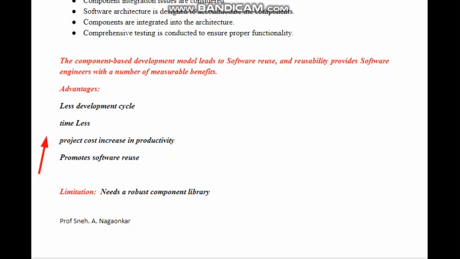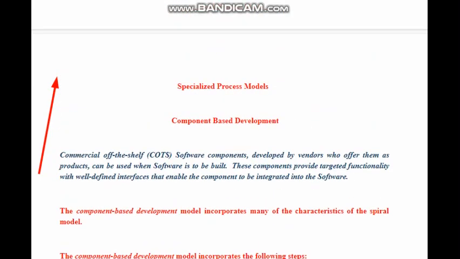So the advantages are a shorter development cycle, less time, reduced cost, increased productivity, and it promotes software reuse. The limitation is that a lot of component libraries are needed, right? When we are developing a new product, we need to work a lot because there is very little information at the initial stage. But when we are redeveloping existing components, it is quite easy because we are just upgrading that component, right? So this is all about the component process model. Please go through it. This comes under a specialized process model.